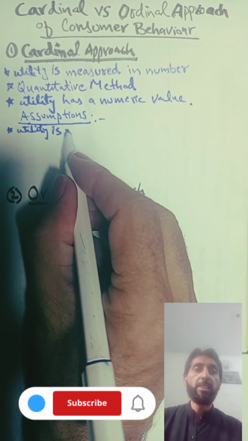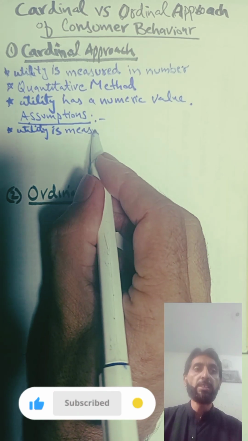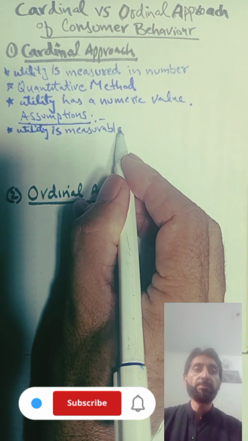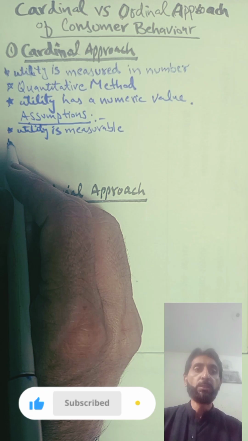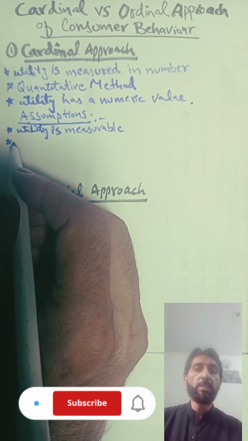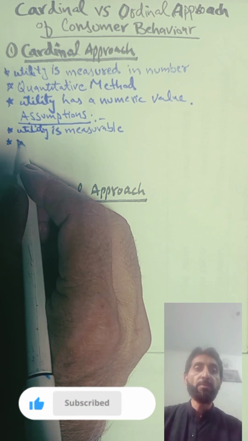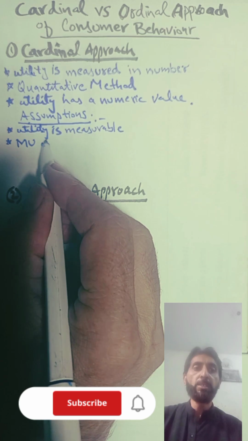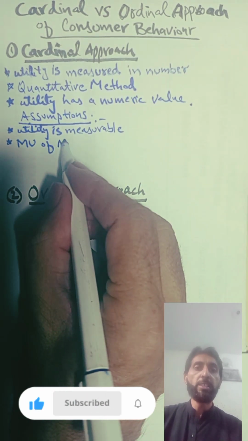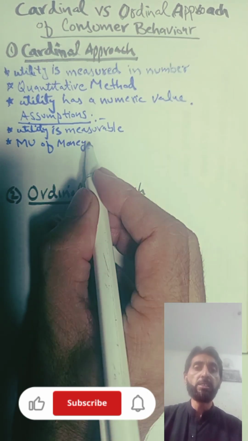Number 3, diminishing marginal utility. The utility which we derive from each additional unit of goods or services by a consumer diminishes continuously as its consumption is increased.